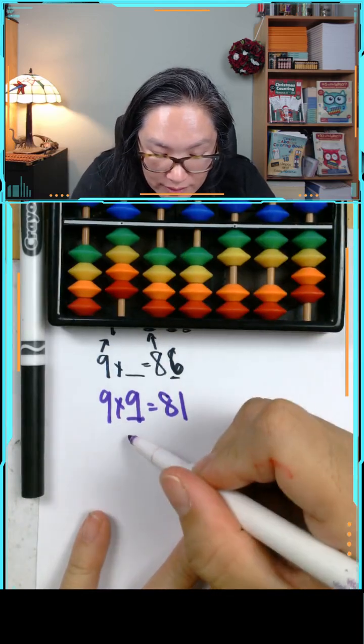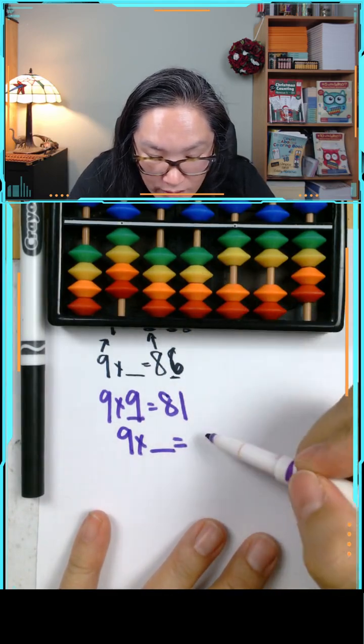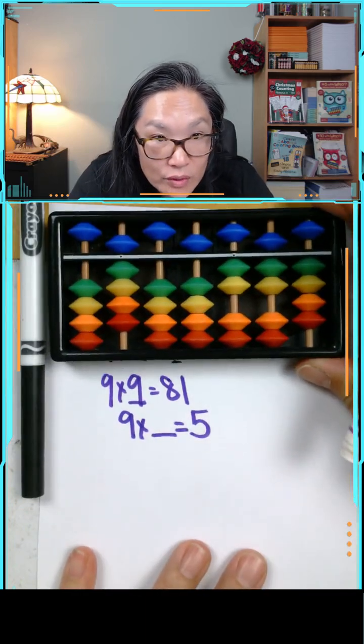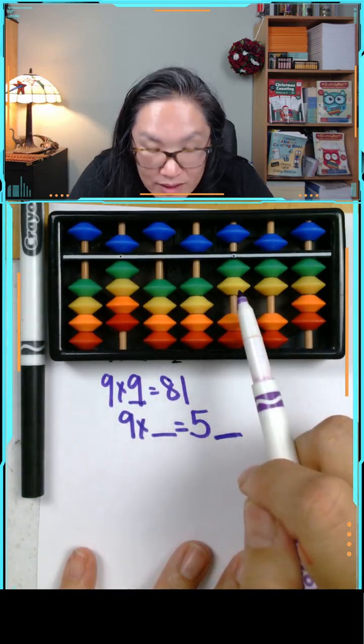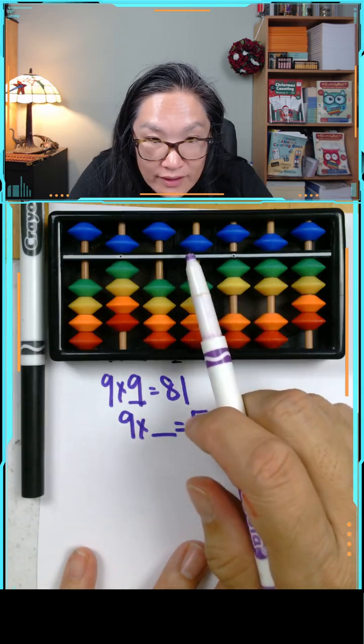So what is next? 9 times what is equal to 5? Always start with one number. Can we do it? No. We cannot do it. What do? We make it a double digit. How do we make it a double digit? So good so far? Good. Right? Thank you. It is 5.